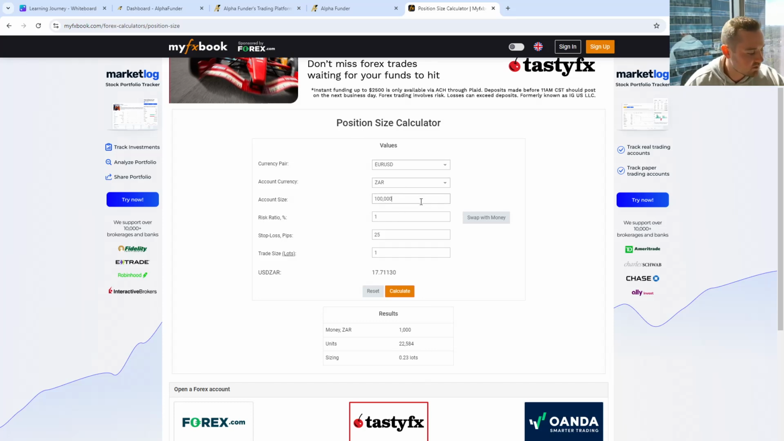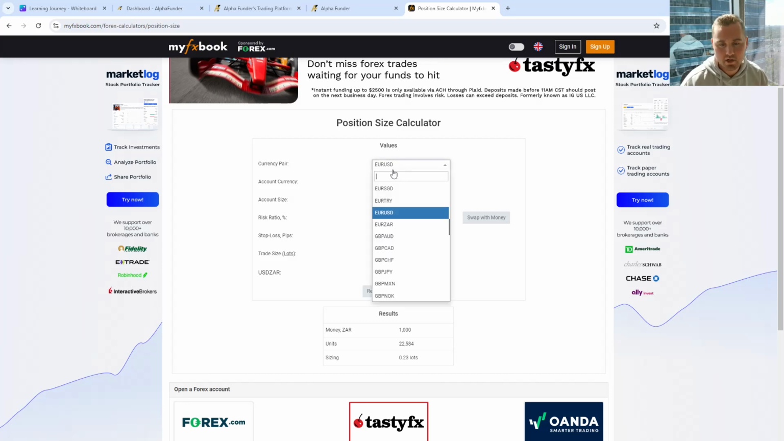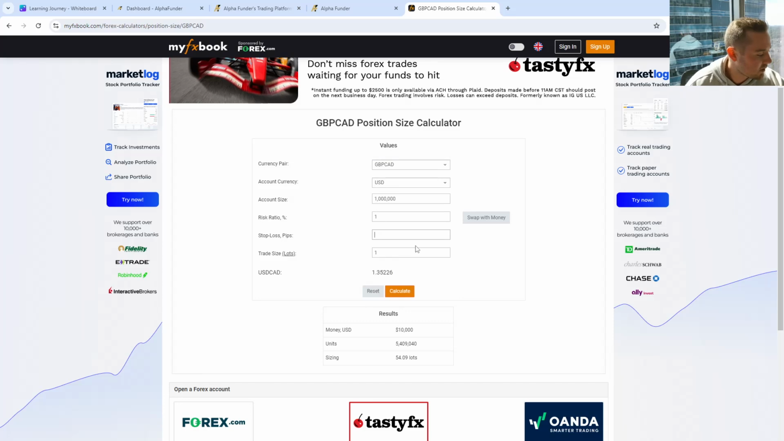Let's just say I had a R1,000,000 account, and I'm trading, let's say, GBP CAD, and my risk is 1%, and my stop loss, let's say, is a random 36 pips. I'll click calculate, and this would be the lot size that I would use for that particular trade.